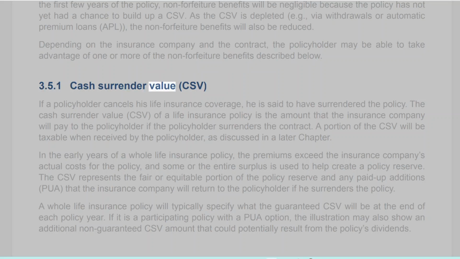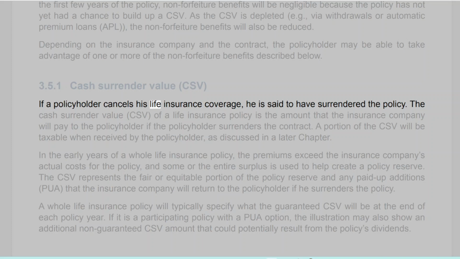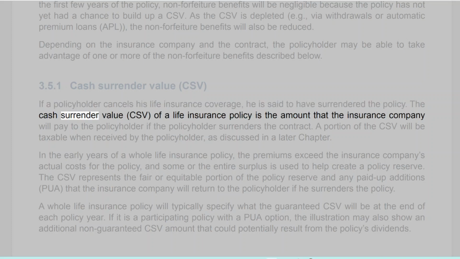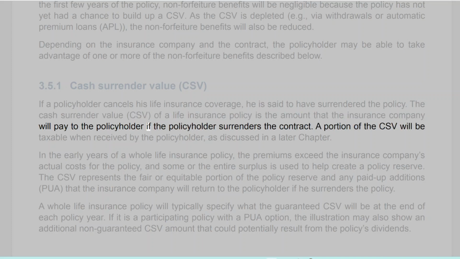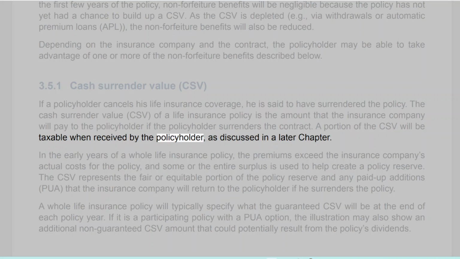3.5.1 Cash Surrender Value, CSV. If a policyholder cancels his life insurance coverage, he is said to have surrendered the policy. The cash surrender value, CSV, of a life insurance policy is the amount that the insurance company will pay to the policyholder if the policyholder surrenders the contract. A portion of the CSV will be taxable when received by the policyholder, as discussed in a later chapter.